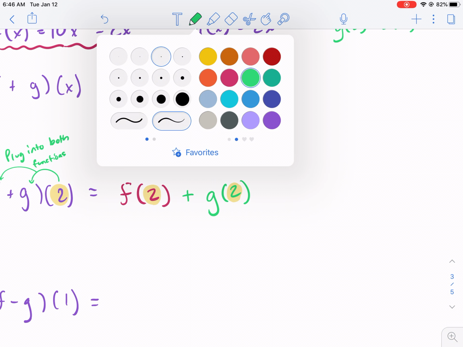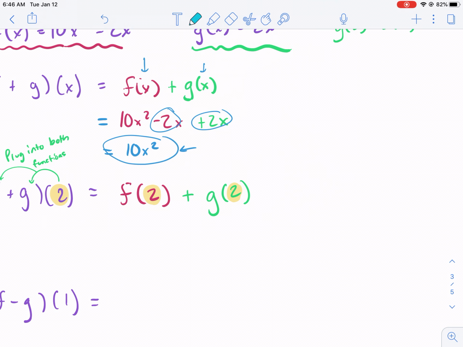Let's switch over to pink again. No, I was using blue. We use a different color. Same blue. Be consistent. Consistency is important.